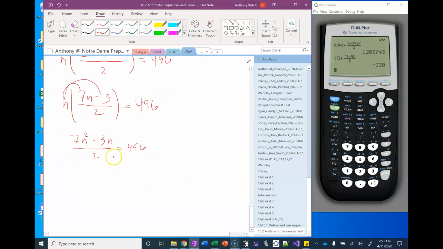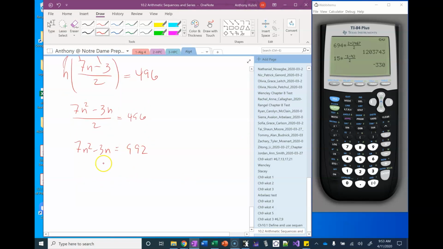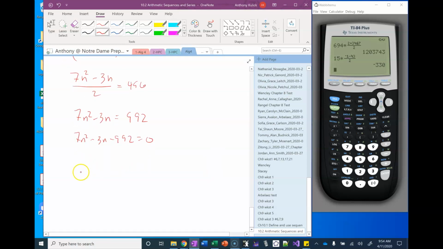And I'm going to get rid of this fraction, so I'm going to multiply both sides by 2. That gives me 992. And then I'm going to subtract 992 from both sides, because what I have here is a quadratic equation. So to solve it, it needs to be equal to 0. And to solve this particular quadratic equation, I'm just going to use my quadratic formula. Since the leading coefficient is not 1, it's going to be a long factoring process to get it factored if it indeed is factorable, which it should be if this is a real problem. I know this n should be a whole number, so this should be factorable, but good lord, it's going to be a terrible factoring process.